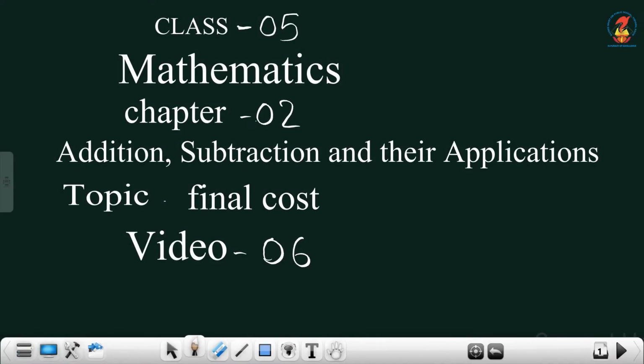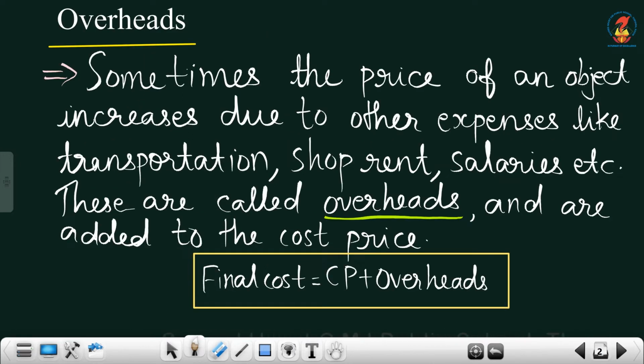Dear children, today we will continue with the same chapter, and the topic is final cost. First, I need to introduce a new term, that is overheads. Sometimes the price of an object increases due to other expenses like transportation, shop rent, salaries, etc. These are called overheads and are added to the cost price only. Then the formula will become final cost equals CP plus overheads.